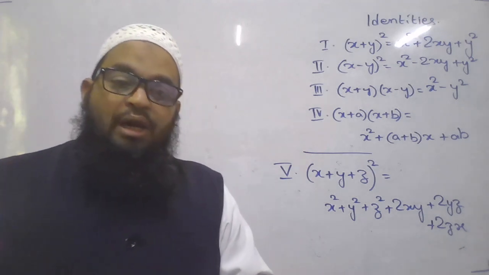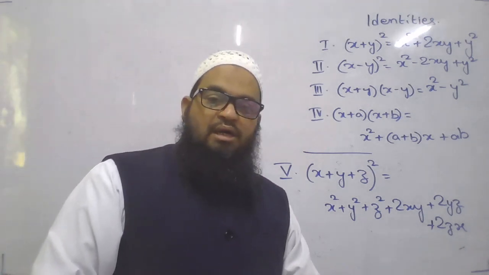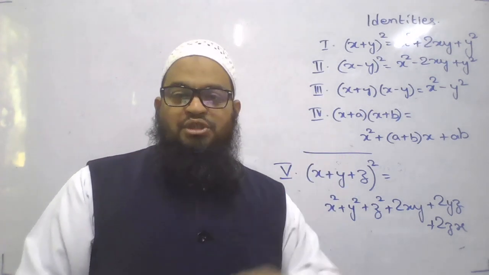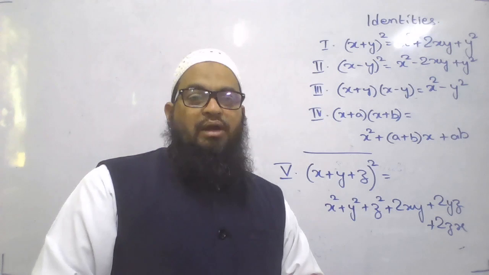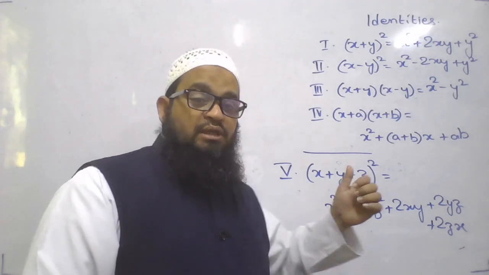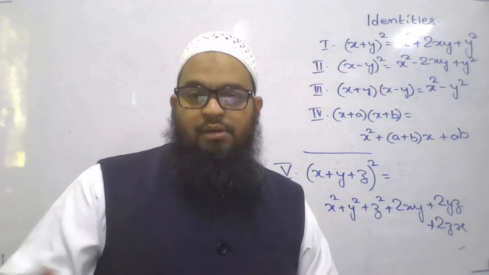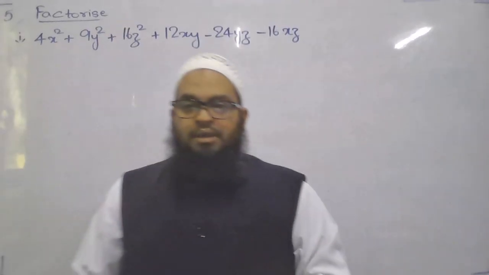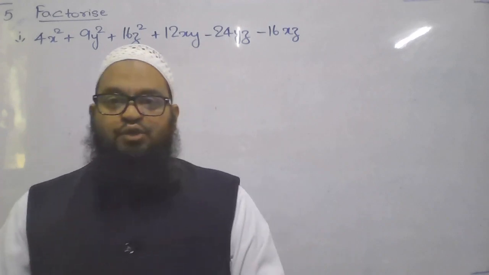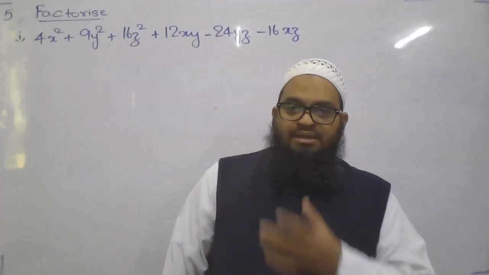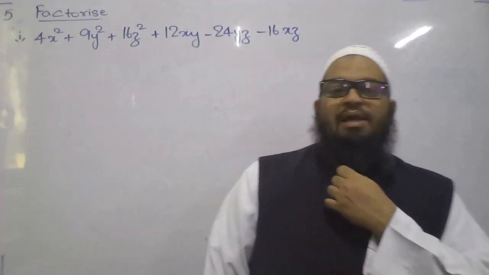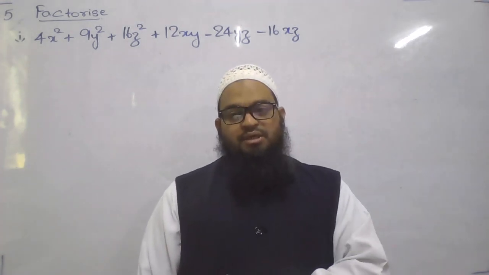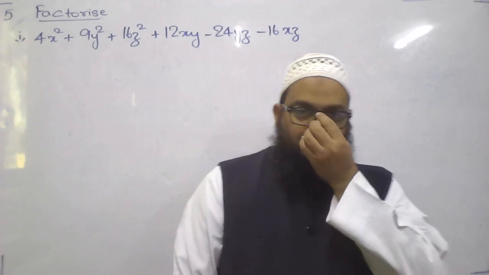Yesterday in the last video we saw up to four questions, and let us now factorize using this fifth identity, the fifth problem of the exercise in polynomials. The question is 4x square plus 9y square plus 16z square plus 12xy minus 24yz minus 16xz. You have to factorize it.